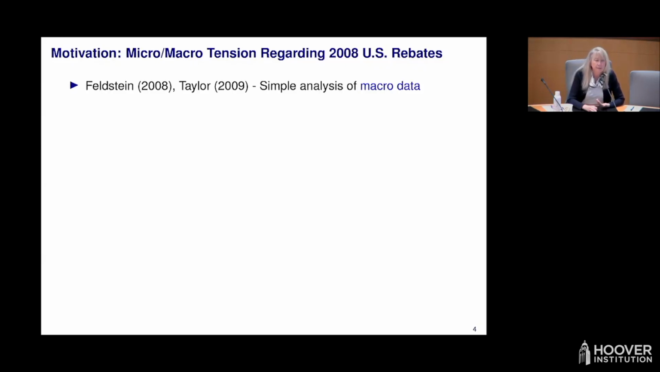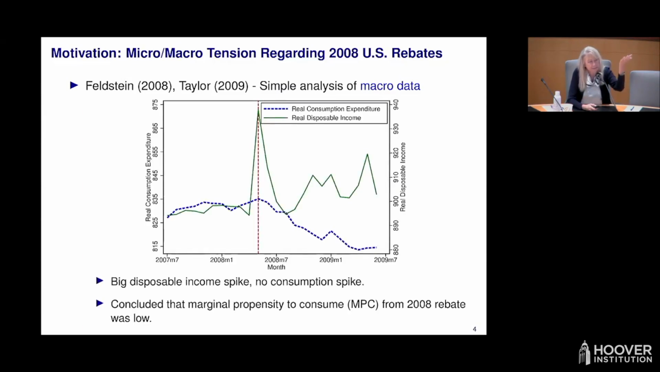All right, so let's go back just to give you some motivation about this micro-macro tension concerning the 2008 US rebates. And I had this in here even when you're not present. Marty Feldstein and John Taylor looked at the aggregate data in 2008, after those rebates were given out over the course of spring and summer, and they did simple analysis, and they looked at numbers like this.